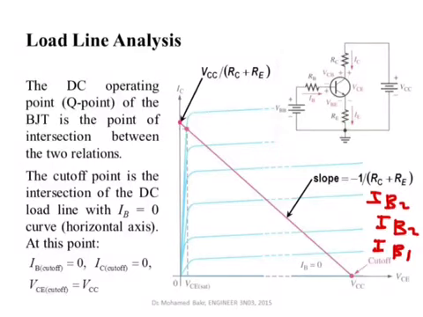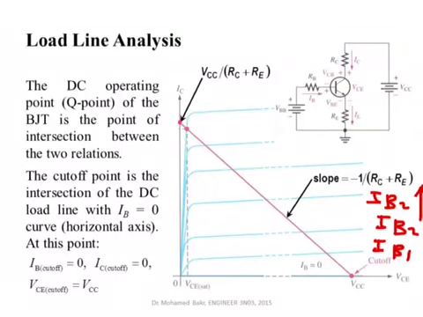So the base current increases this way, and each one of these curves, this curve, this curve, this curve, and so on, represents the relationship between I collector and VCE for different values of I base. And the higher the value of I base, the higher the value of the collector current. So this is the relationship between I collector and VCE. VCE is the collector emitter voltage here.